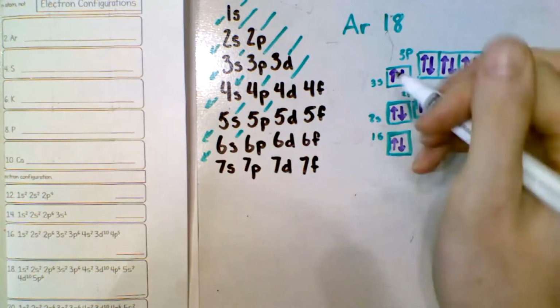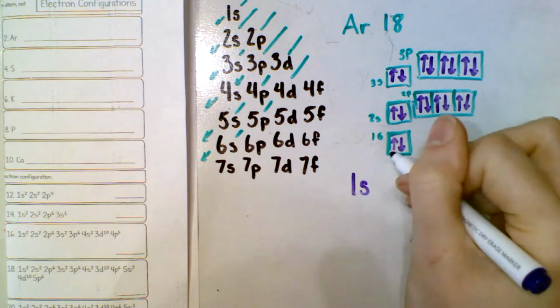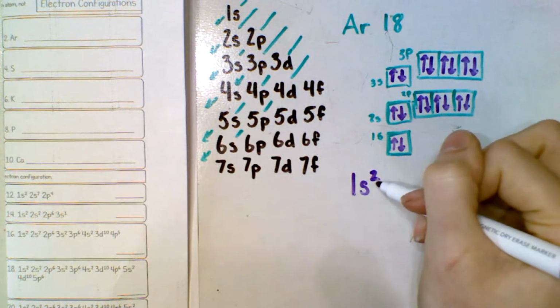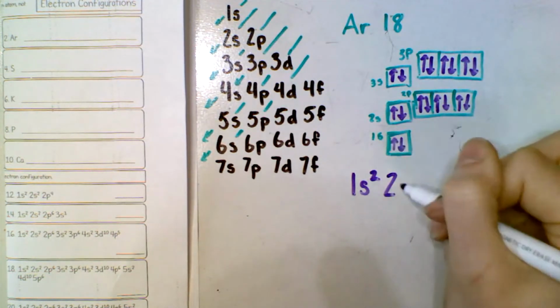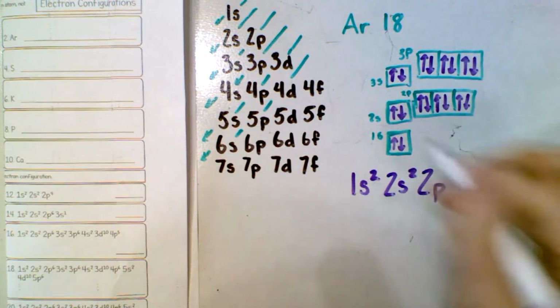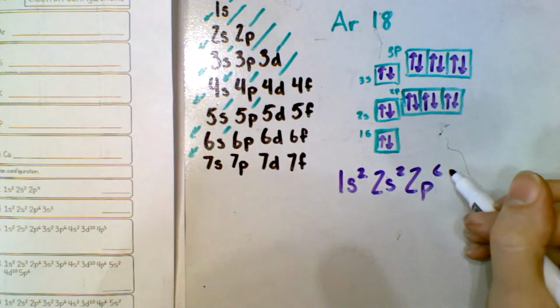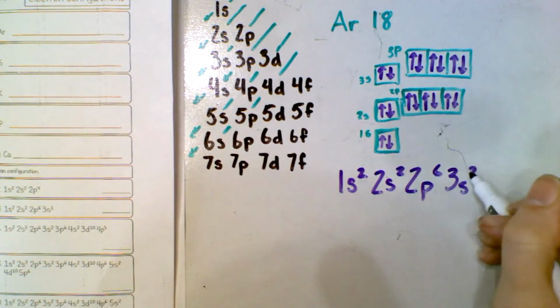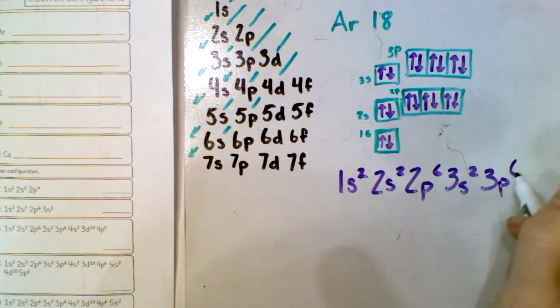And then when we actually write that out as the electron configuration, it's going to be 1s2, right? I have 2 arrows in the 1s sublevel. 2s2, 2p6, 3s2, 3p6.